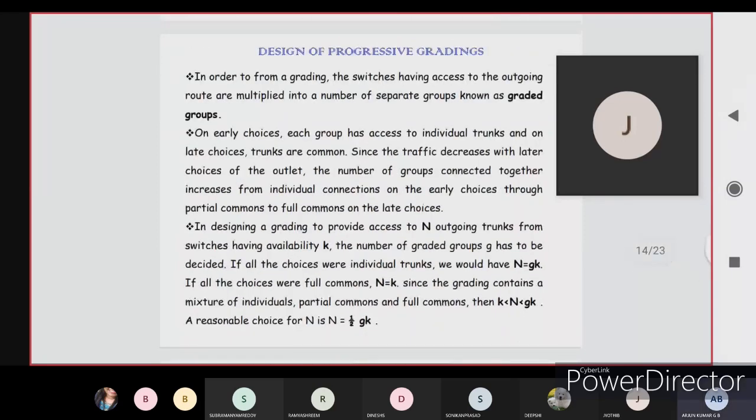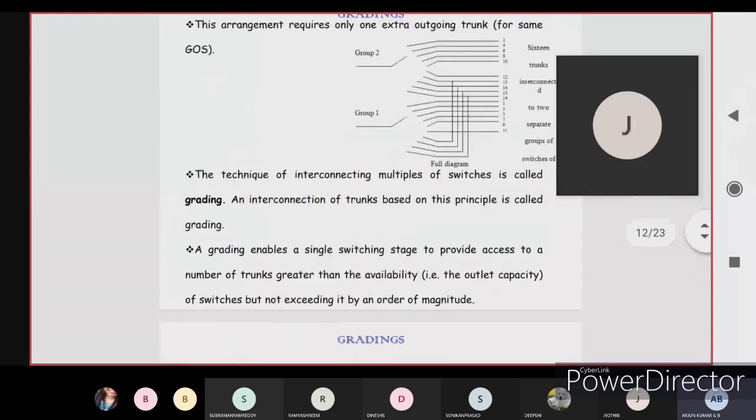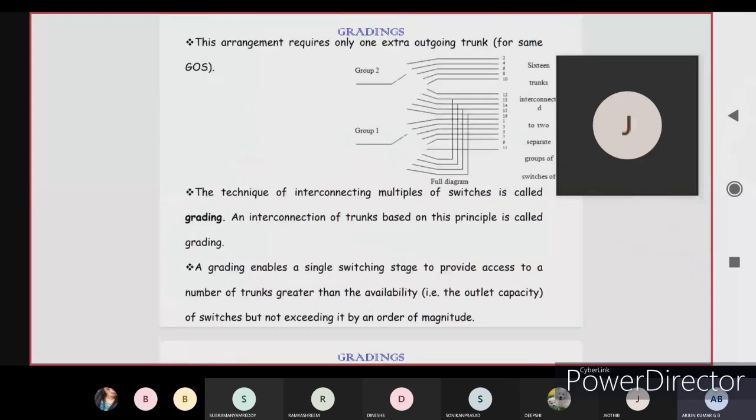On early choice, each group has access to individual trunks, and on late choice, trunks are common. In the earlier case, each group has individual trunks. I show in the first figure, in group 1, the ten individual lines are there. Later, some trunks are common, meaning some trunk lines will be common for all the groups. You can observe in this figure there are 4 trunk lines, and these 4 trunk lines will be common for both group A and group B.